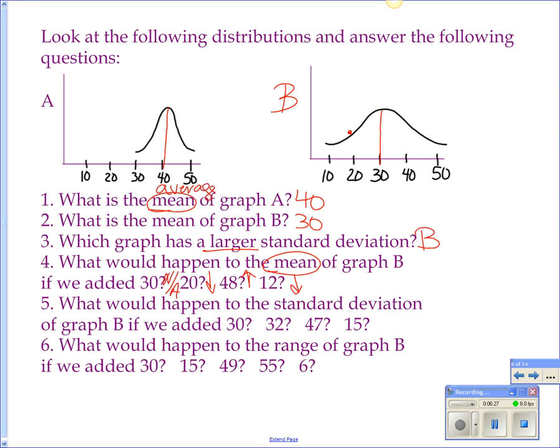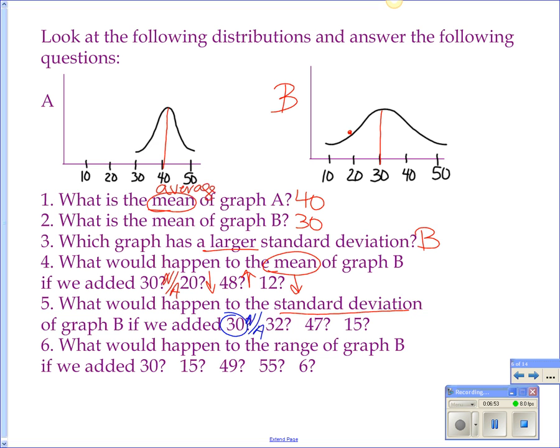All right, the next question, what would happen to the standard deviation? Samaria, what did we say standard deviation means? This, how spread out it is. Okay, so if we add someone who has $30, Jack, is that going to change how spread out this is if I add a 30? No. All right, so again, nothing happens to the spread.